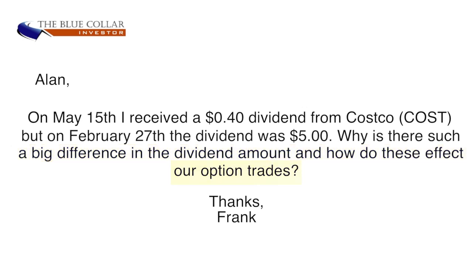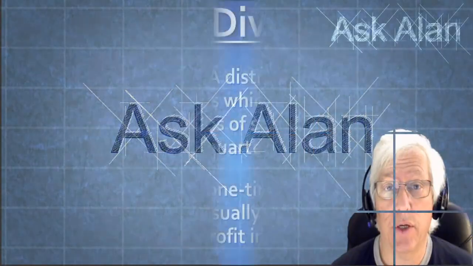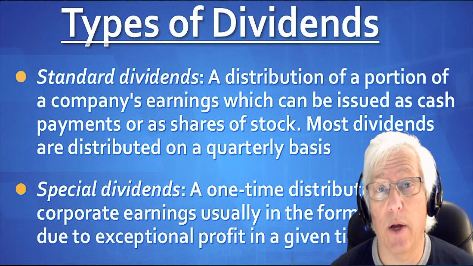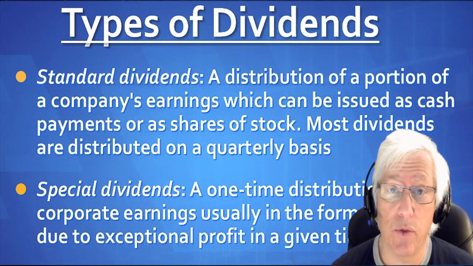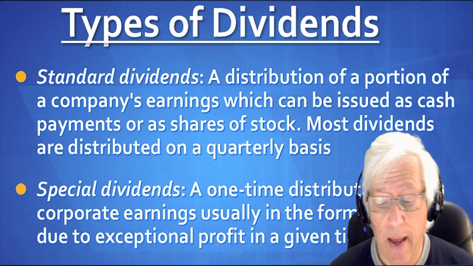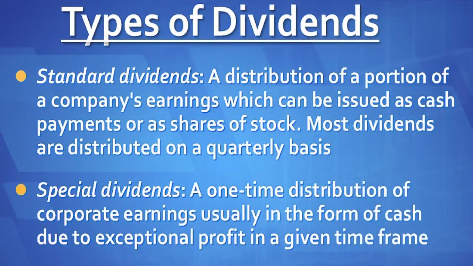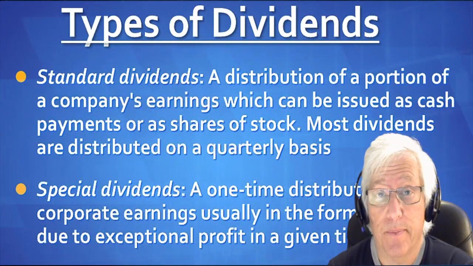Thanks, Frank. Well, Frank, the thing that we need to know is there are actually two types of dividends that corporations can distribute. The first one are known as standard dividends. Those are the ones that most of us know about, and they're basically distribution of a portion of a company's earnings that go to shareholders normally on a regular or quarterly basis. And those are expected and predetermined.